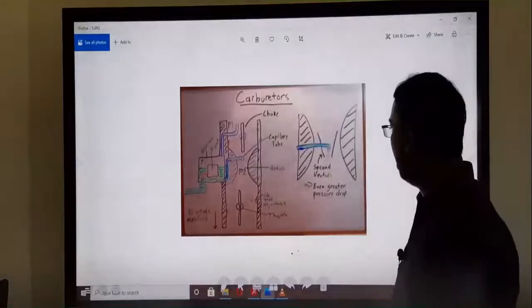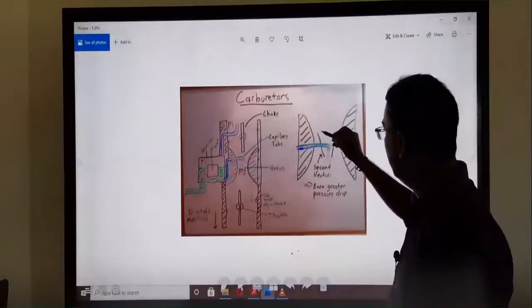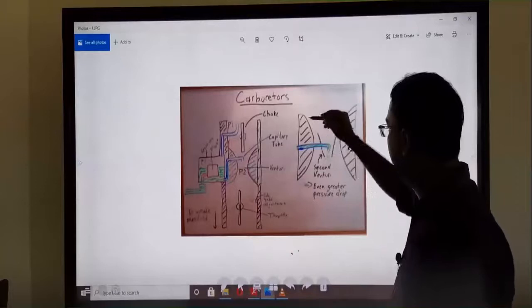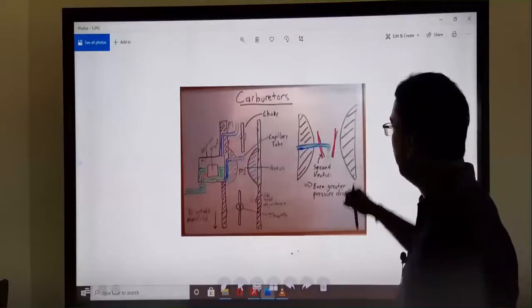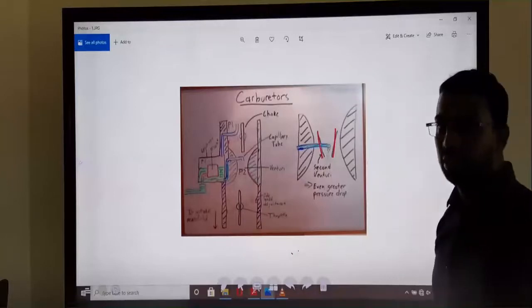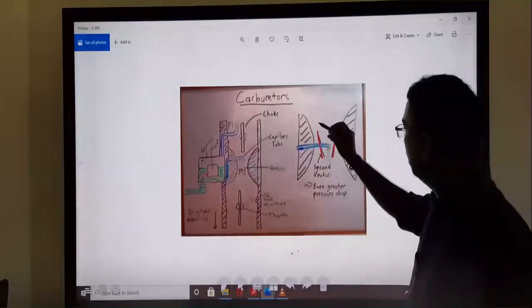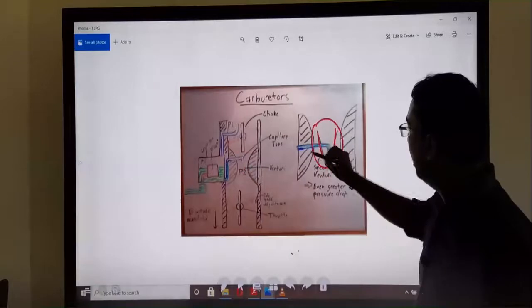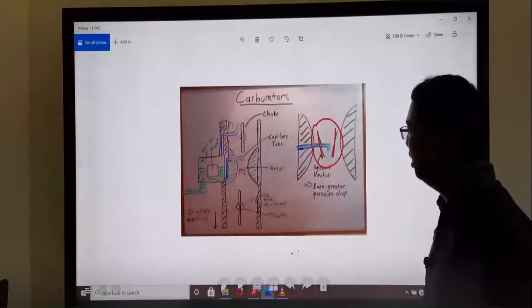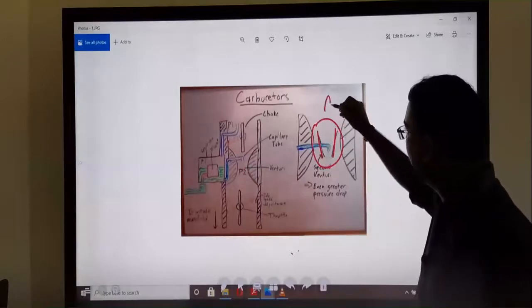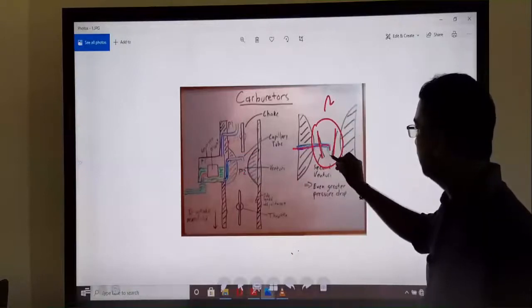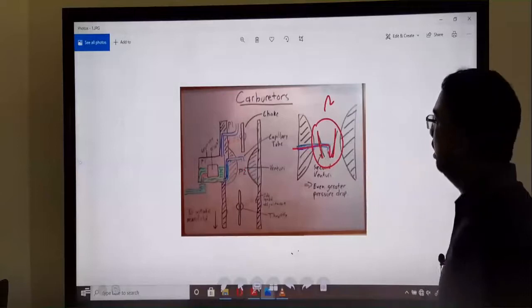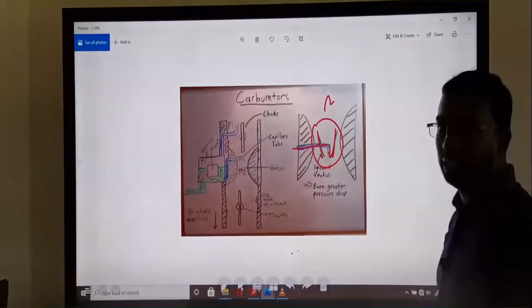Some of our automobiles have two venturis. This is the primary venturi, and this is the secondary venturi. Here the cross section is reduced more than the primary, so we can get a very extreme pressure difference. So the fuel running efficiency can also be high.